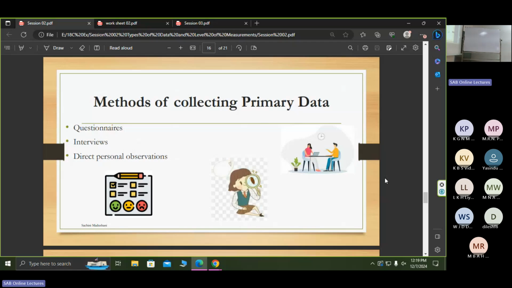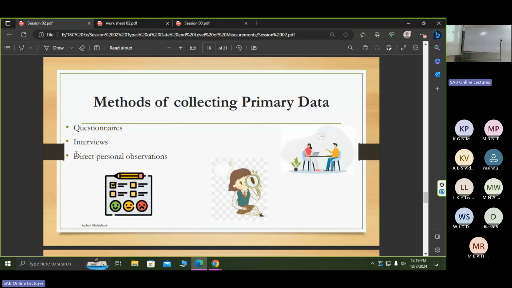It's clear? Then we use different methods to collect the primary data. These are the basic methods we can use. Normally you know these methods. The first method is the questionnaire method. Based on the objective of our study, we prepare the questionnaire, then we distribute it to our target respondents and collect the data from them through the questionnaire. The second method is interview. The third one is direct personal observation. We move through them one by one. The first method is the questionnaire method.